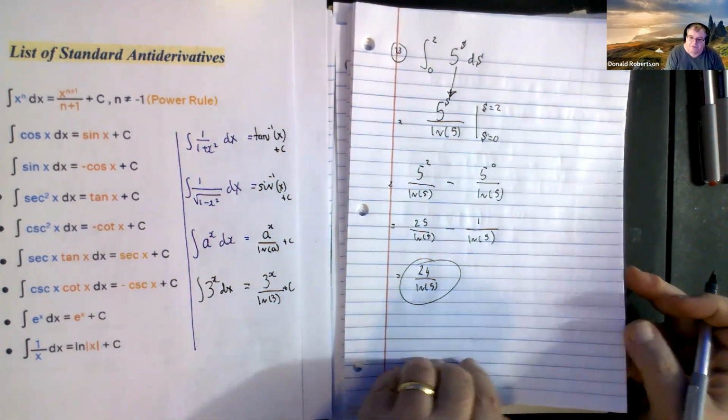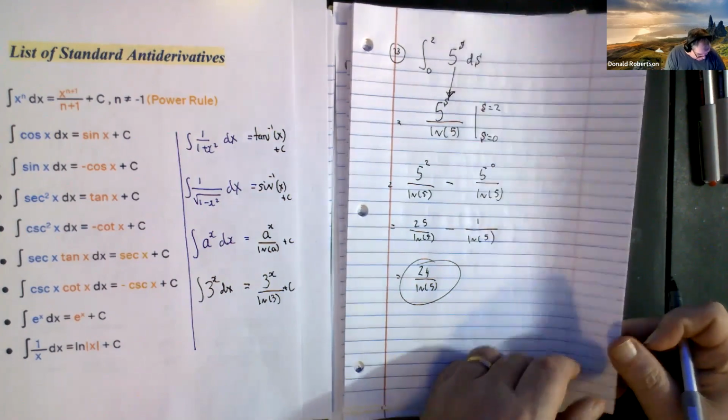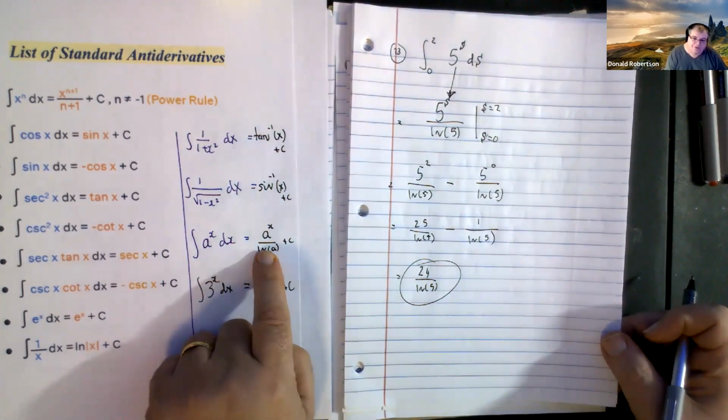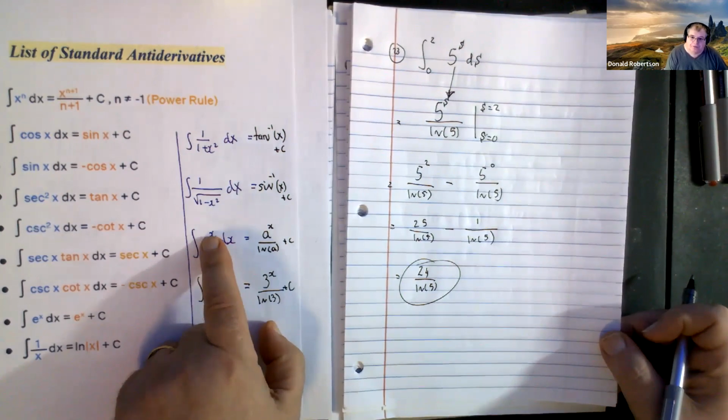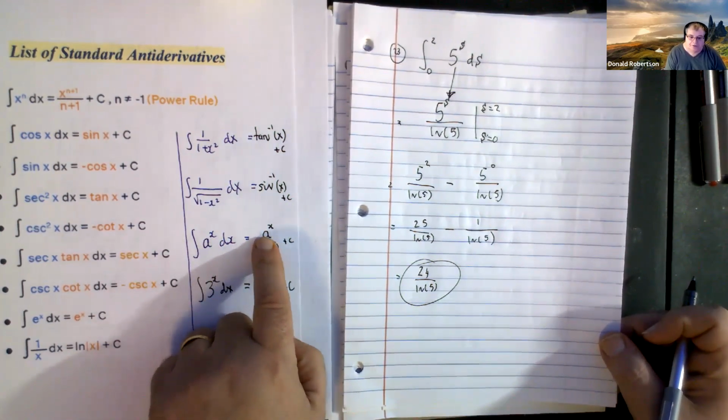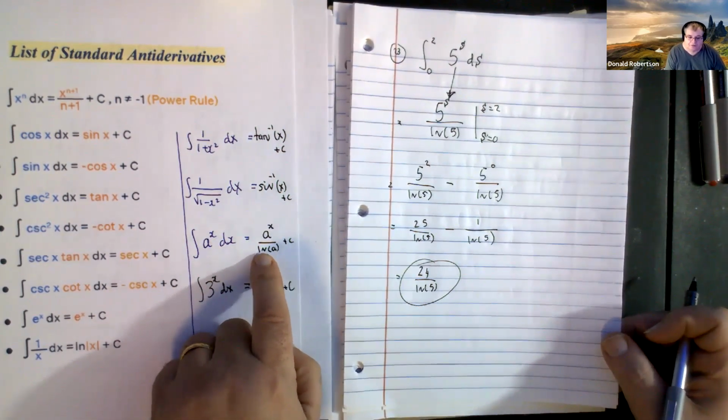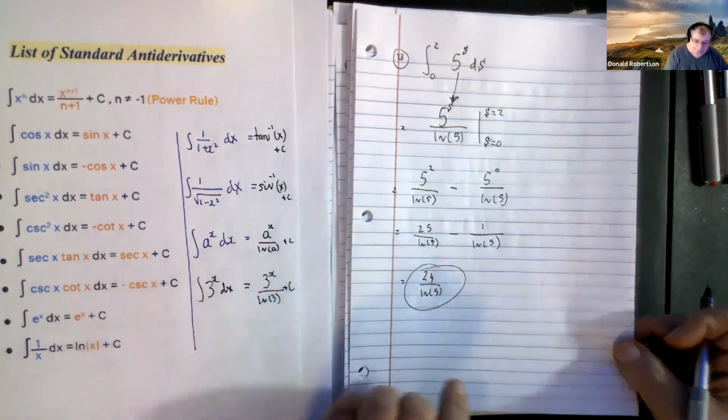So a little bit easier to evaluate once you realize that the antiderivative of any number to the power of x is the same number to the power of x divided by the natural log of the base, the number.